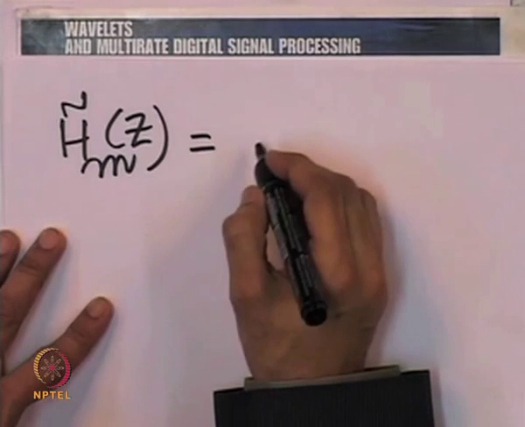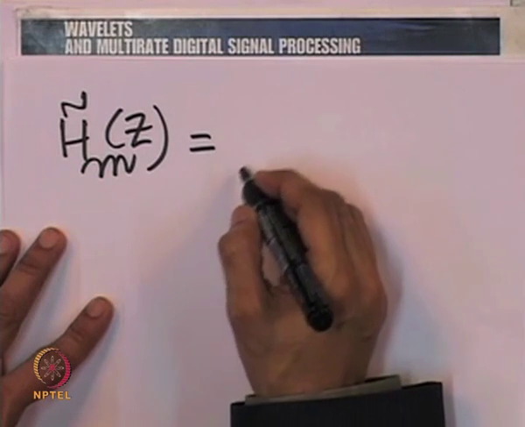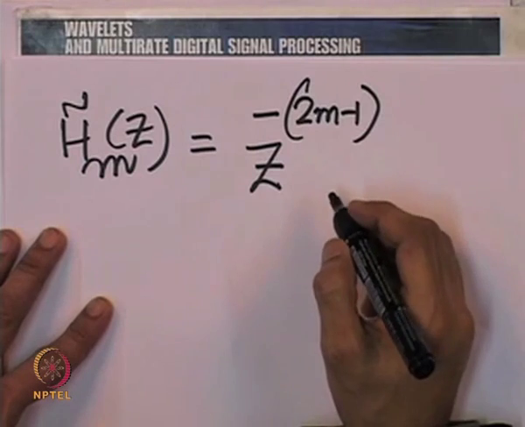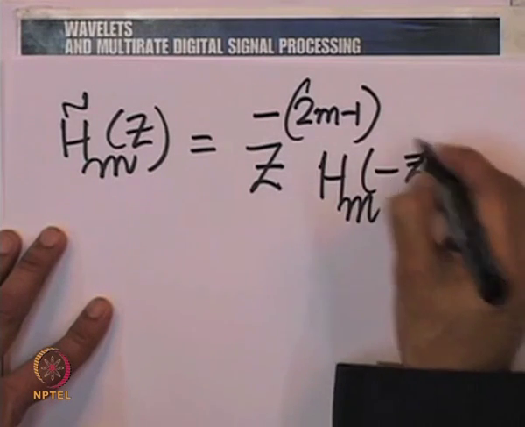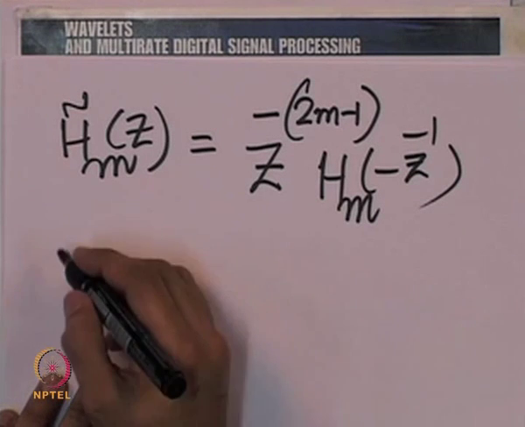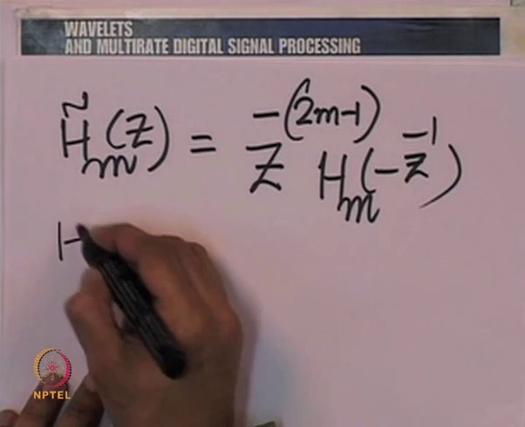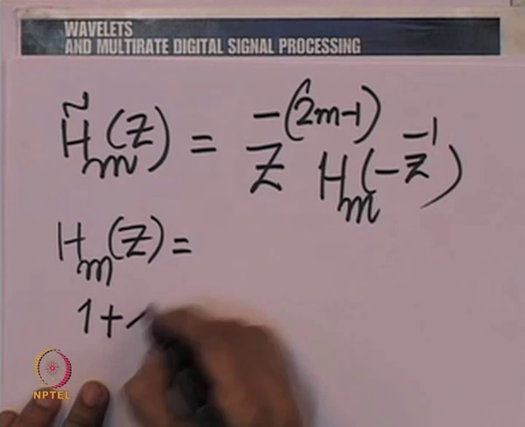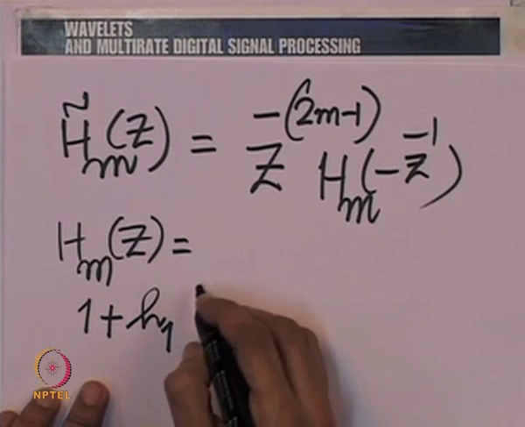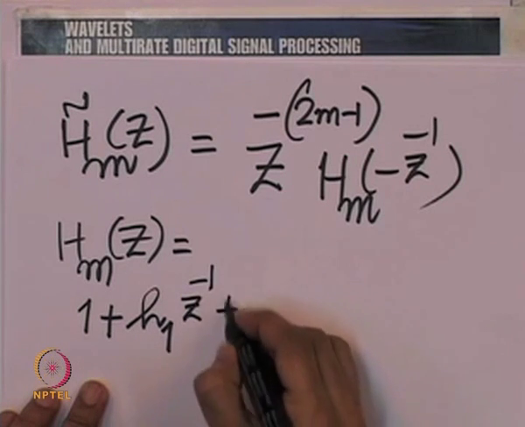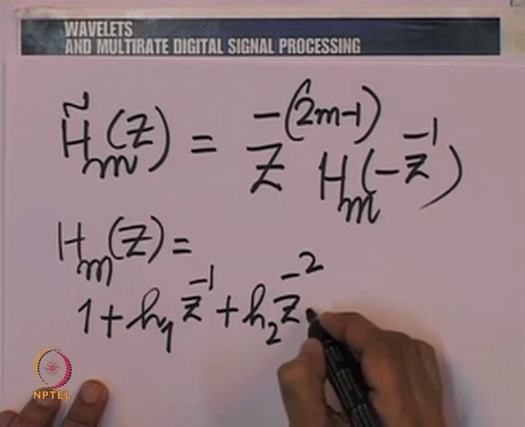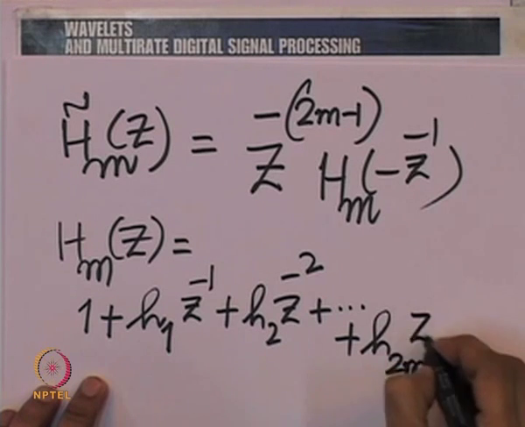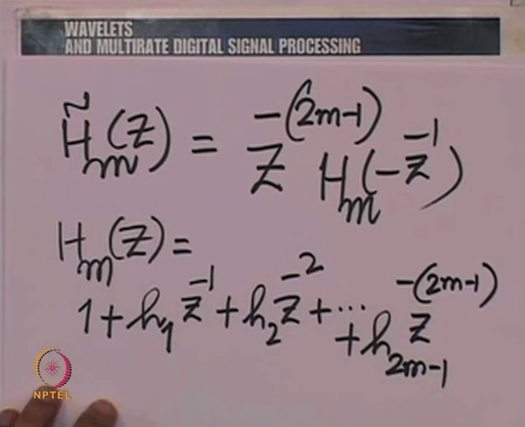we have shown inductively that it must be of the form z raised to the power minus 2 m minus 1 h m minus z inverse. And h m z, we know what that looks like. So, h m z looks like this. It looks like 1 plus, let us say, h 1 z to the power minus 1 plus h 2 z raised to the power minus 2 plus h 2 m minus 1 z raised to the power minus 2 m minus 1.